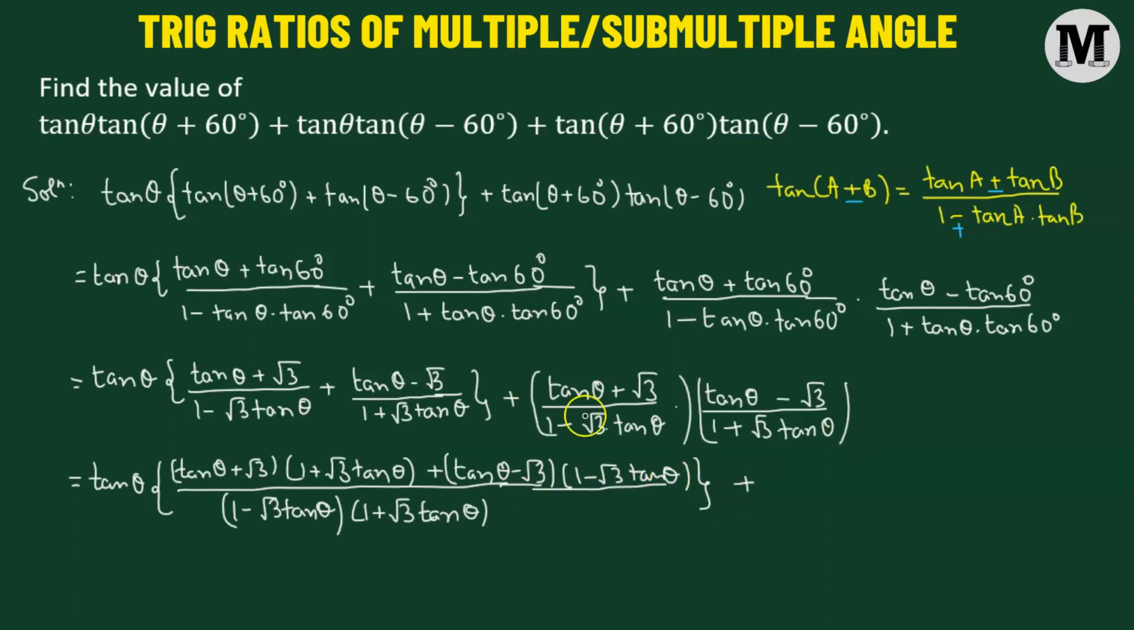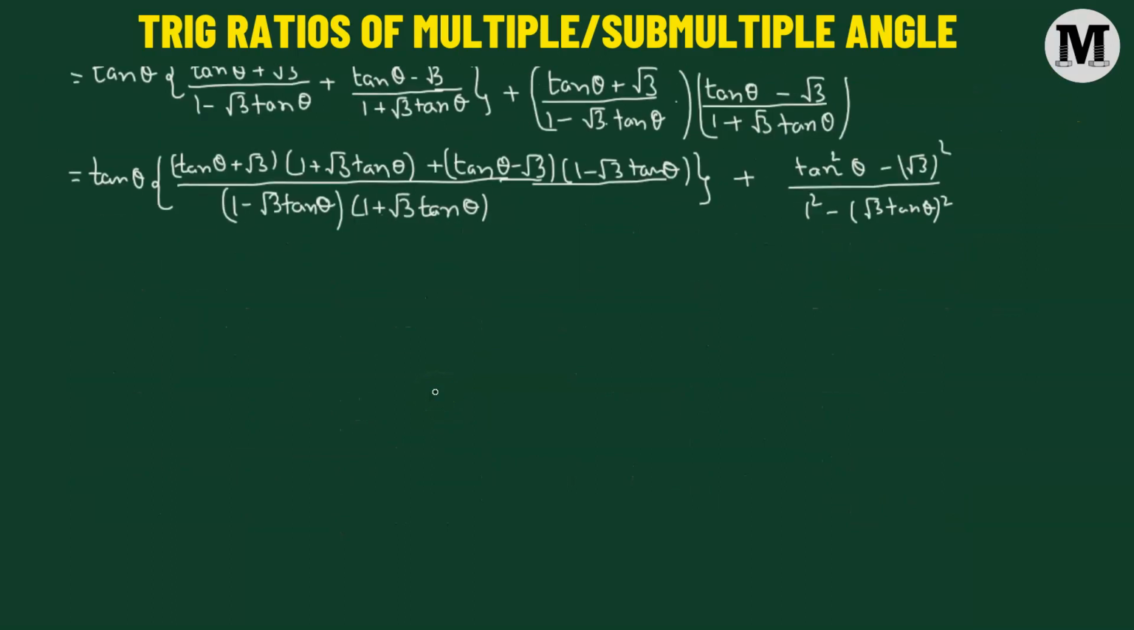And we multiplied the two expressions in the second term. So tangent of theta plus square root of 3 times tangent of theta minus square root of 3, that will be simply the difference of squares. We'll get tangent square theta minus square root of 3 whole square. And in the denominator, we will also get a difference of squares. We'll get 1 squared minus square root of 3 times tangent of theta whole squared.